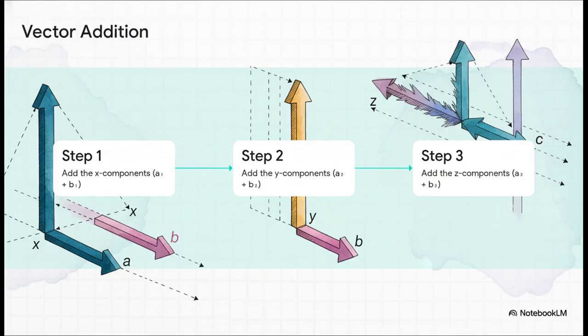First up, vector addition. Let's say you want to add vector A to vector B. The rule is incredibly straightforward. You just work component by component. That's the mantra. You add the x's together, then you add the y's together, and finally you add the z's together. That's it. You get a new vector, and you're done.